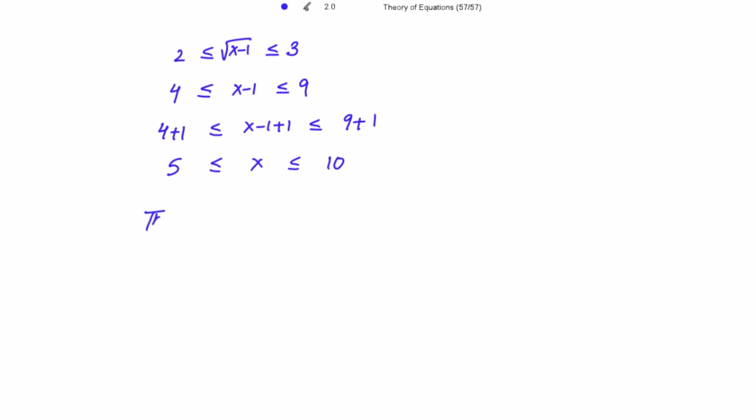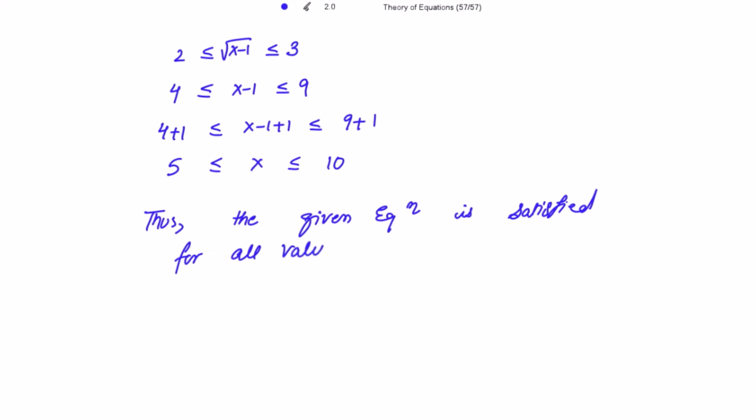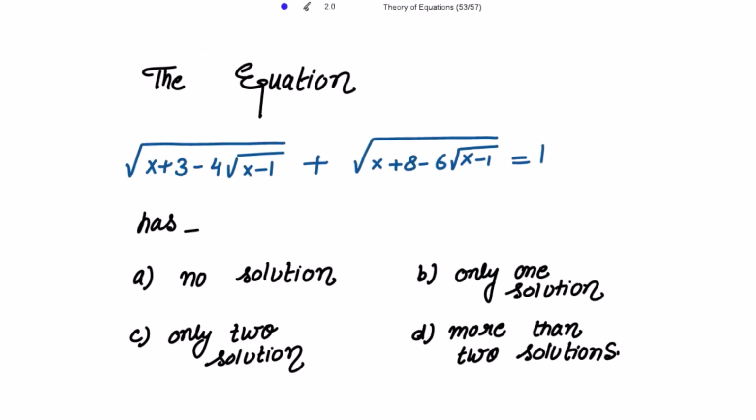So, thus, the given equation is satisfied for all values of x lying between 5 and 10. So the correct option is more than 2 solutions, right? Thank you.